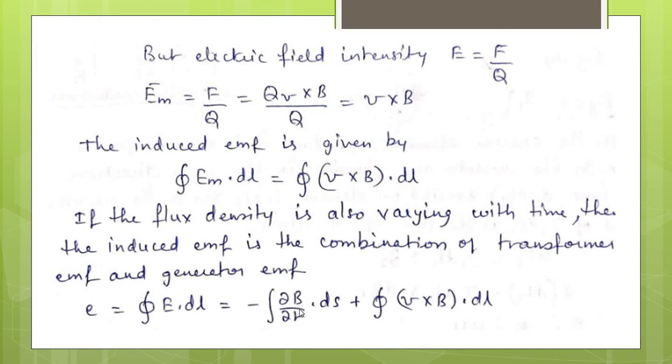The transformer EMF can be considered when the current carrying conductor is stationary and the magnetic field is varying with respect to time. In case of generator EMF, the magnetic field is stationary and the current carrying conductor is rotated, and if both are varying with respect to time, the total induced EMF is the combination of the transformer EMF and the generator EMF.